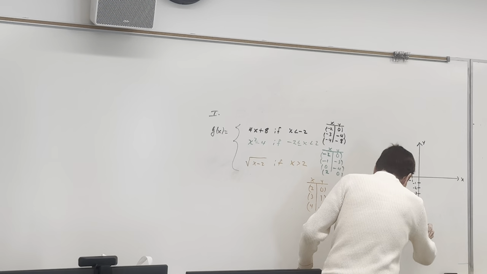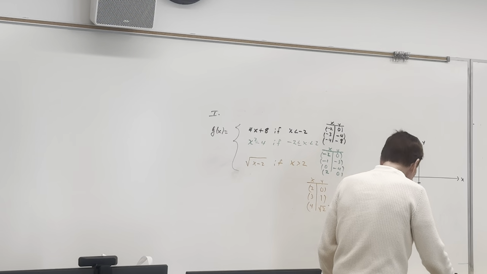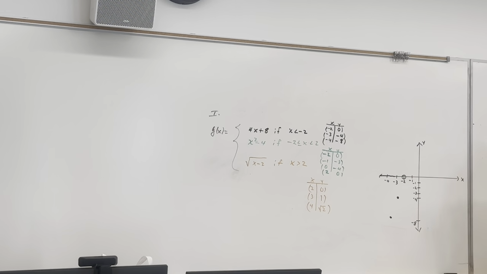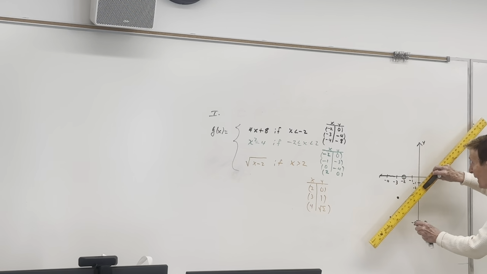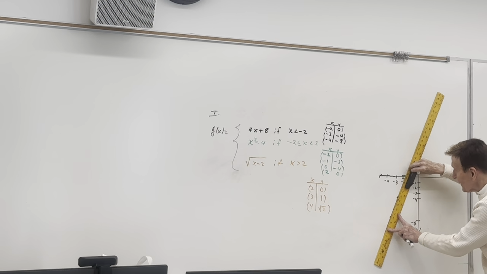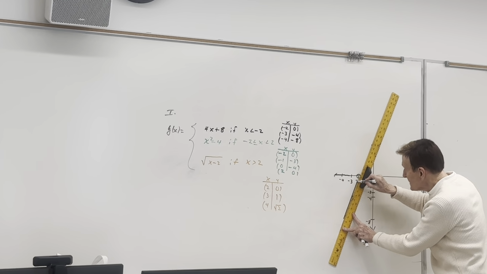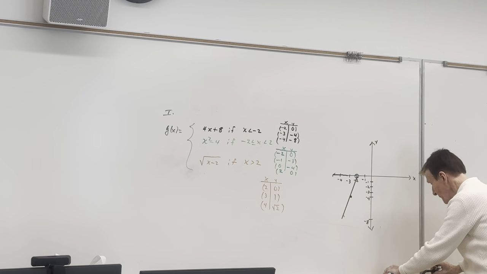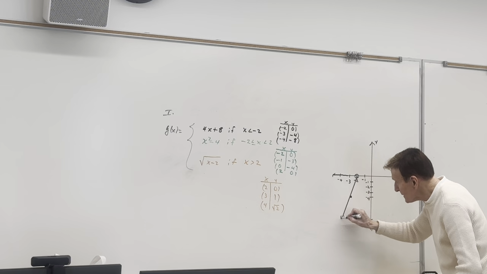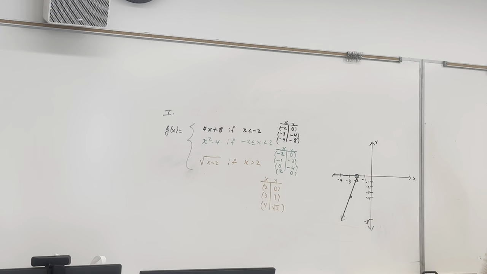Negative 8. Connect those the best I can. And we recognize it should be a piece of a straight line that's linear. And it's gonna look something like this. And see if you guys will agree. Is this the graph of, or the piece of that first 4x plus 8 graph? Would you guys agree? Piece of a straight line.